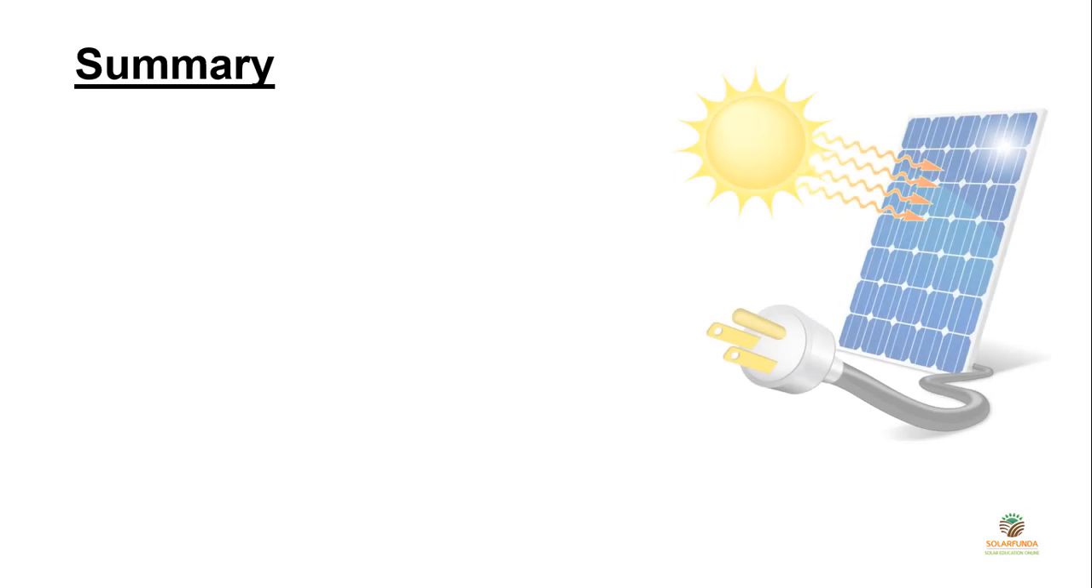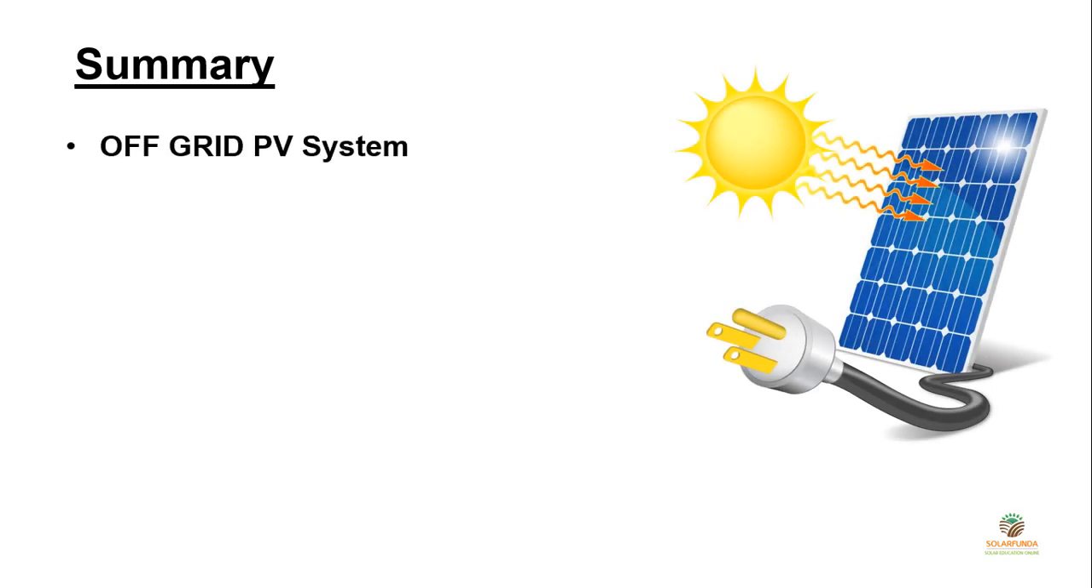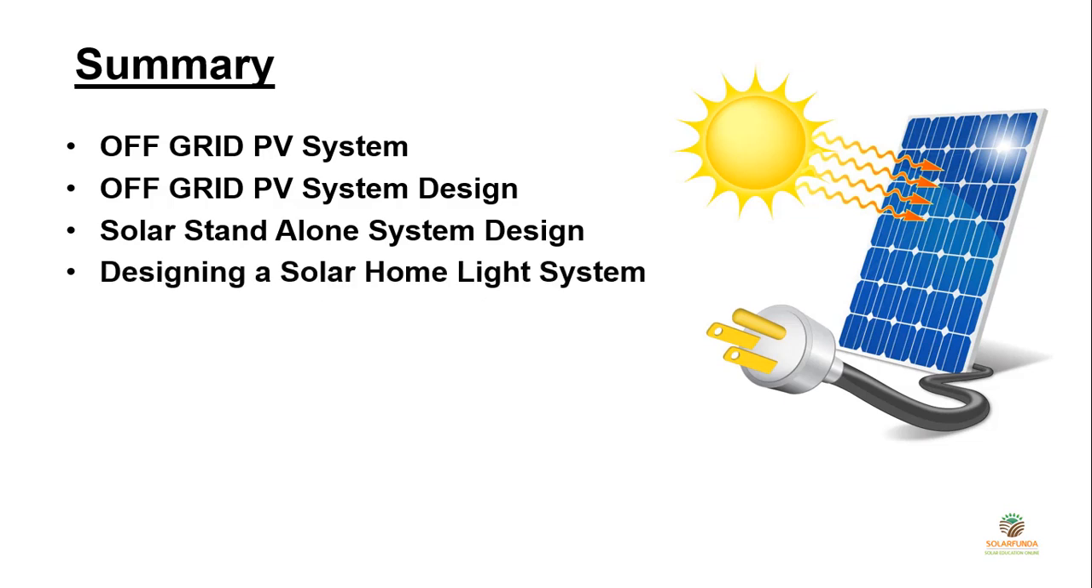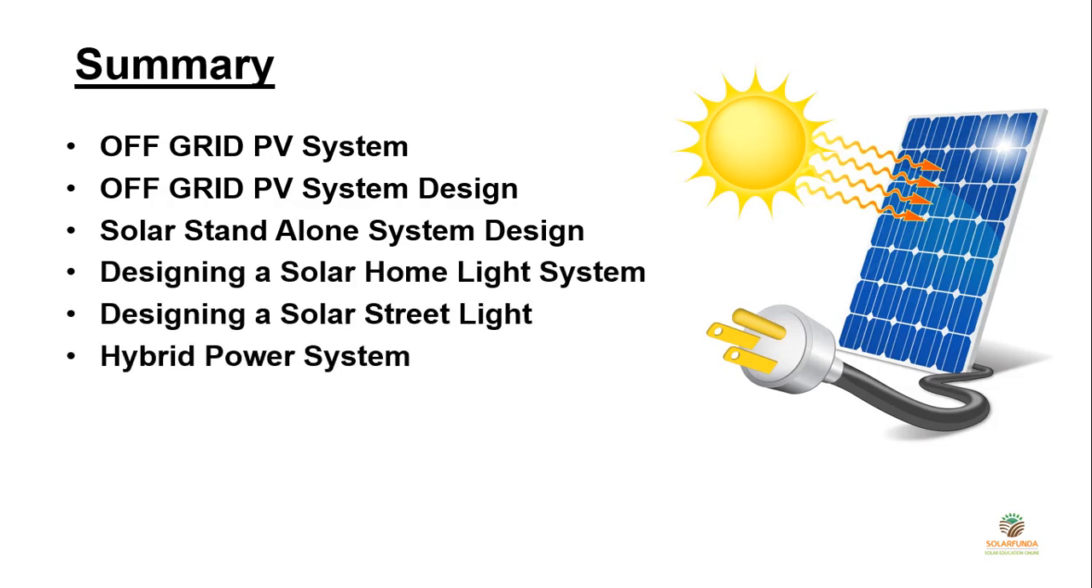This came to an end of this session and this chapter. Here, we went through the off-grid PV system design. We started by designing an off-grid solar system, then we designed a solar home light system and solar street light. And our last topic was the hybrid power system.